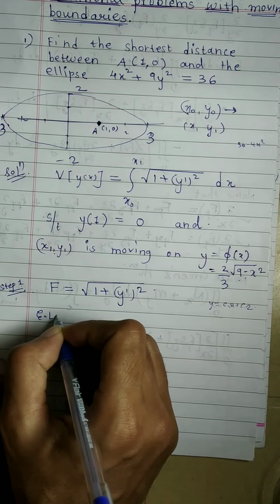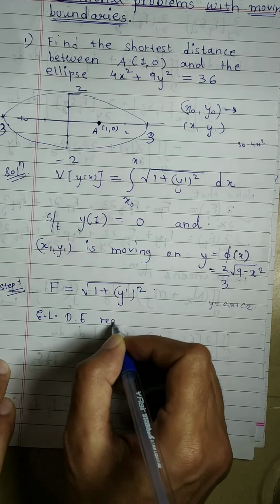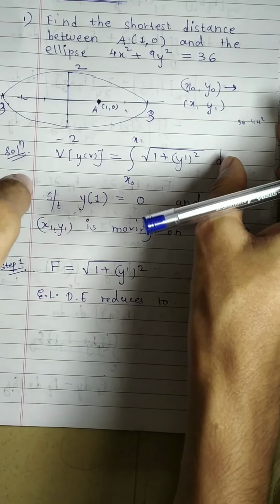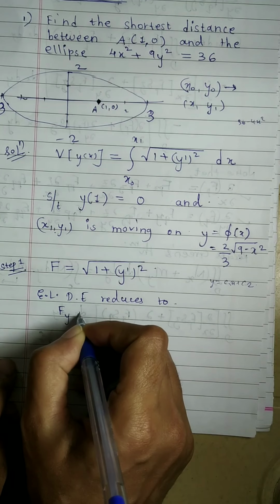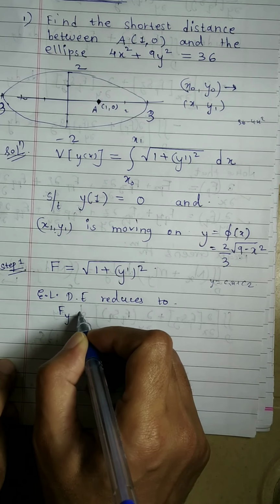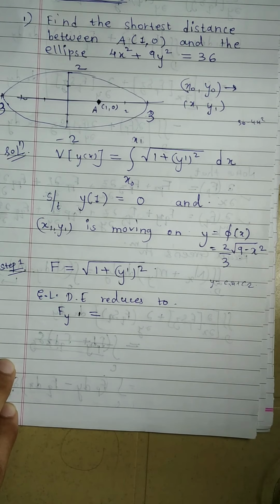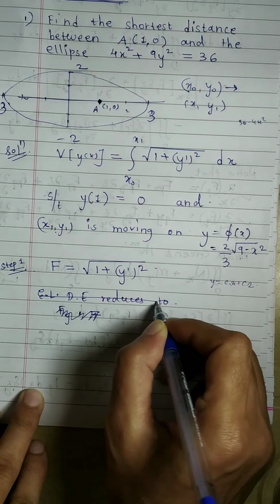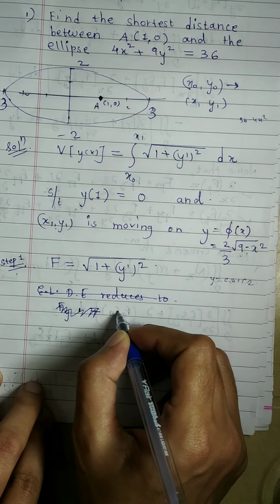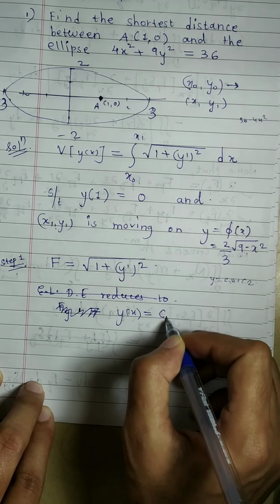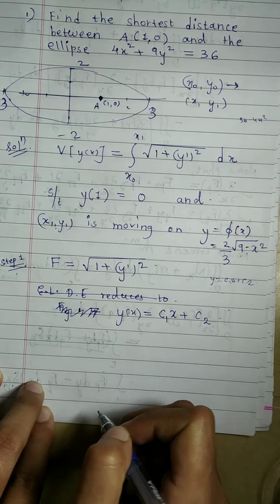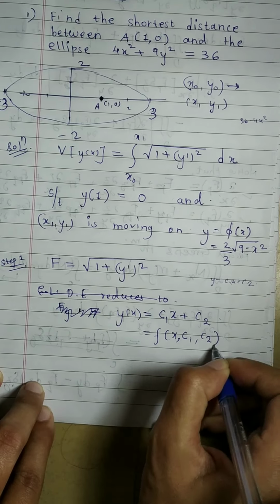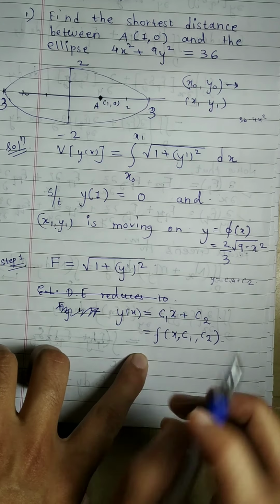So the Euler-Lagrange differential equation reduces to f y dash. In fact I can directly write it because we already know the form. So y of x is equal to c1x plus c2. Okay, and this is a function of x, c1 and c2.